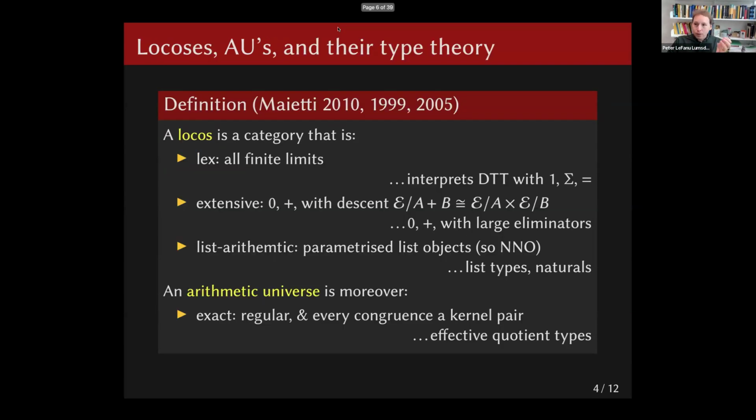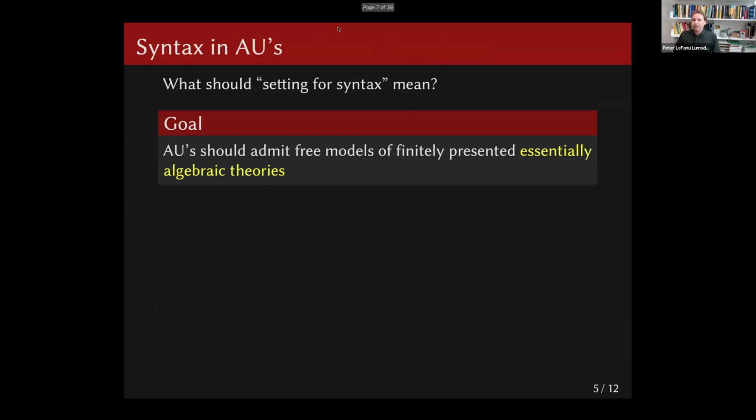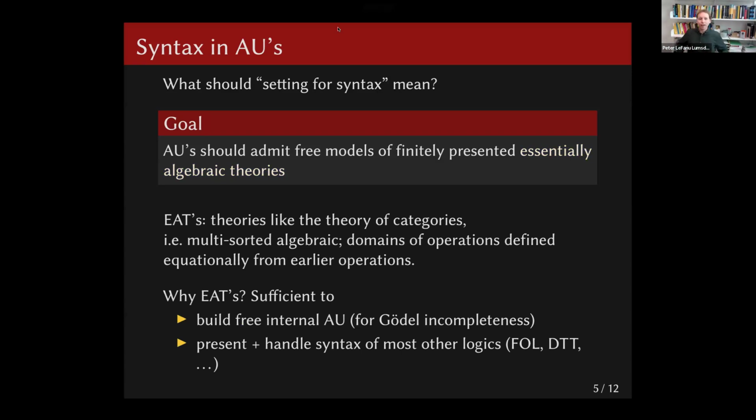So that's the setting that we're working in, and we want to say that they should provide a home for syntax. What should that mean? What should it mean to be a home for syntax? Well, the cleanest way to state that is in the world with quotients, that arithmetic universes, they should admit free models of finitely presented, essentially algebraic theories. Why is this what we want?